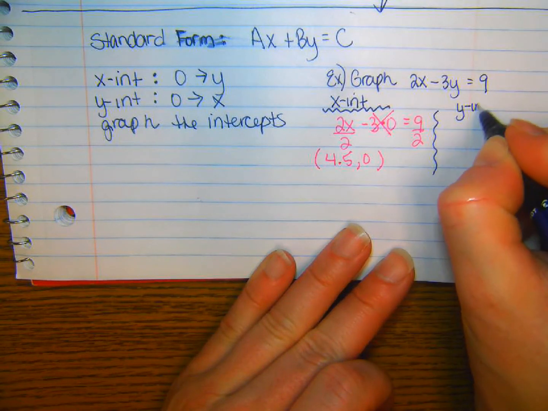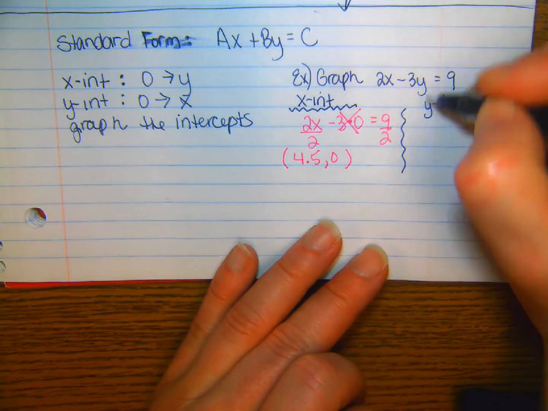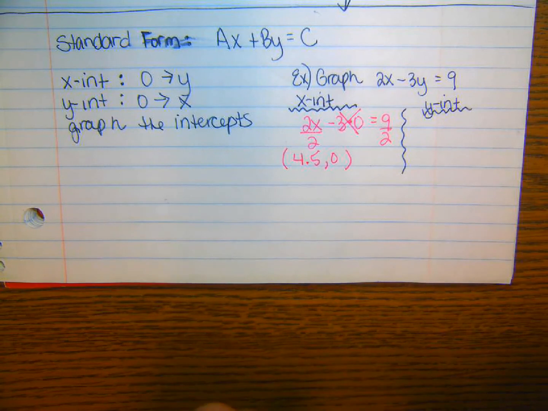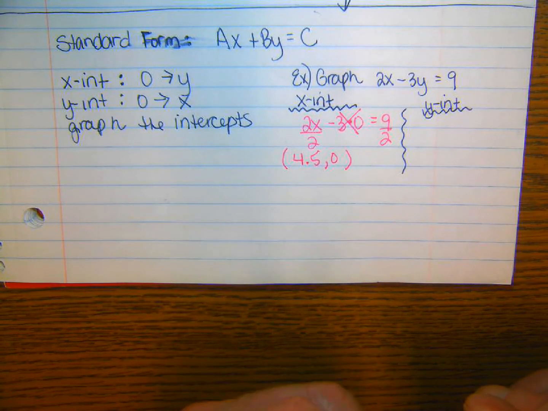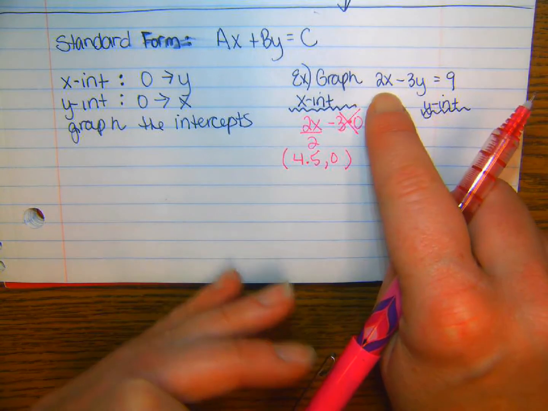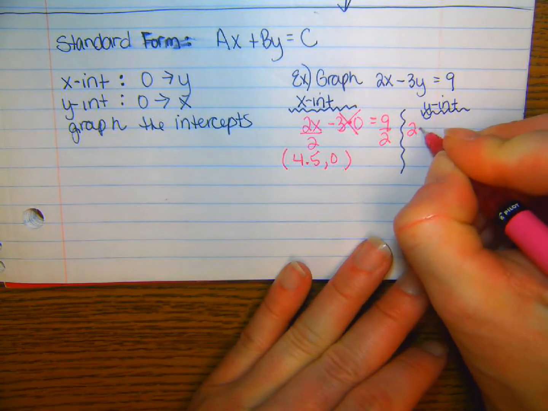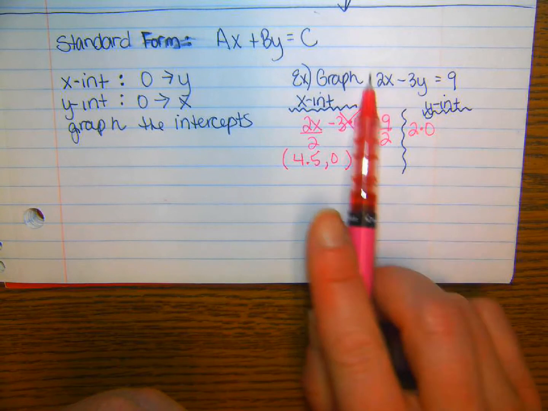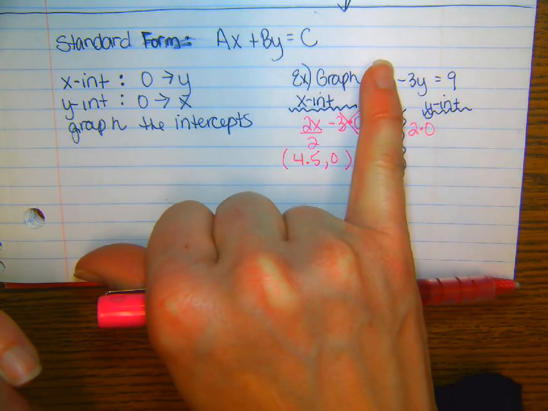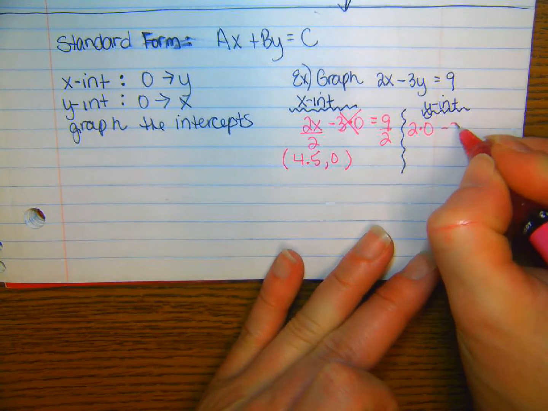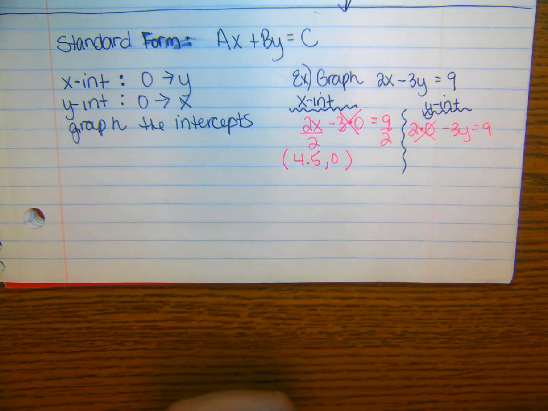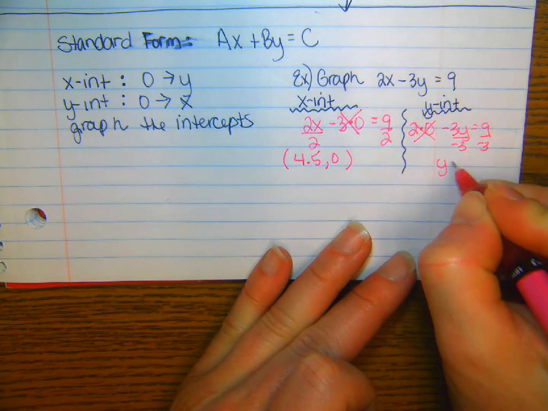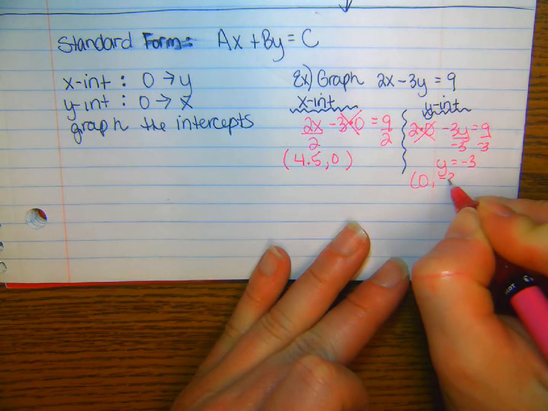Let's do the y-intercept. What do I plug 0 in for this time? X. Yeah. 2 times 0. Put it in for x. Now, here's the deal. If you don't want to write that down every time, that's fine. If you know, oh, that just cancels that, and hey, that just cancels that, and that's going to be left, I'm okay with that. All right, what do I divide by this time? -3. Y equals -3, or (0, -3).